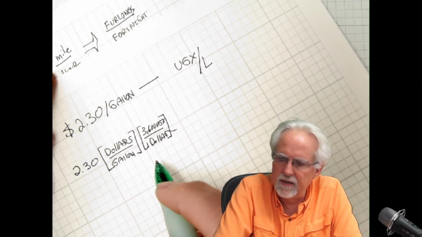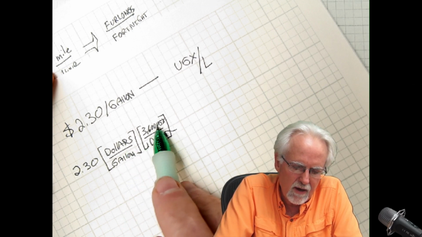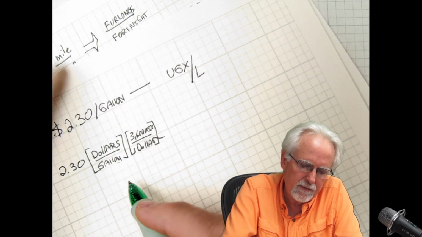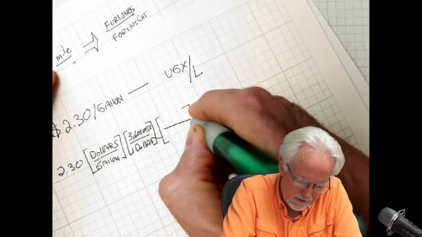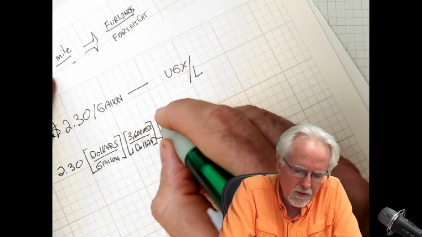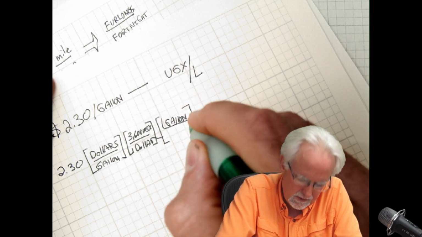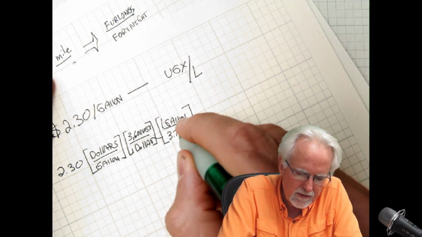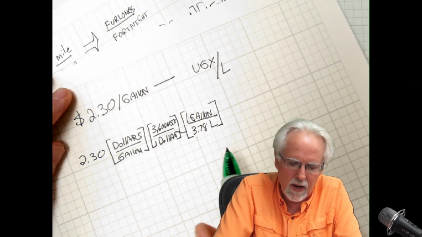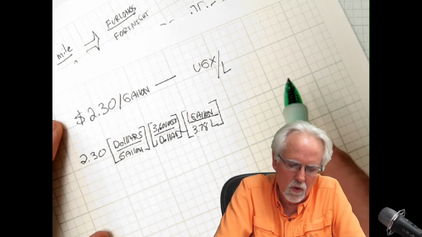What unit am I in now? Dollars over dollars make 1. I would now be in UGX per gallon. But I don't want that. I want it per liter. And so what do I know? I know that 1 gallon is equal to 3.78 liters. All right, why did I put gallon on top? Because I want this gallon over this gallon to make 1.